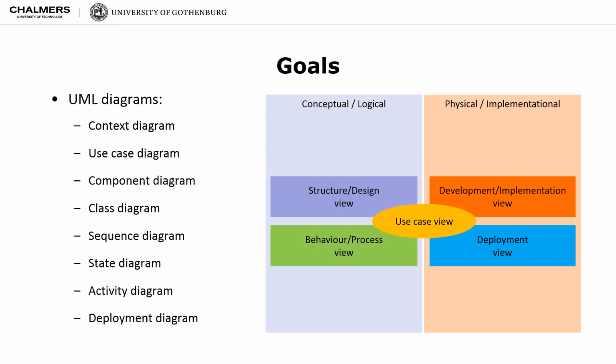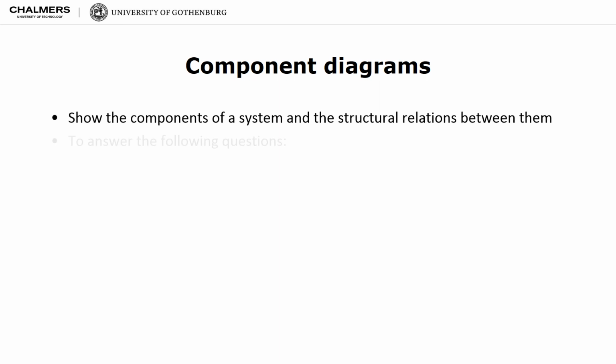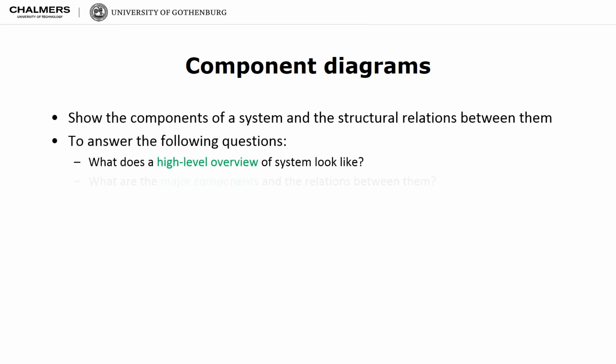In this lecture, we will present the component and class diagrams that are used for representing the structure view. Component diagrams provide a high-level overview of the structure of a system. Component diagrams show which are the major units of functionality and show the ways in which these units are connected. Connections should be described by well-defined interfaces.